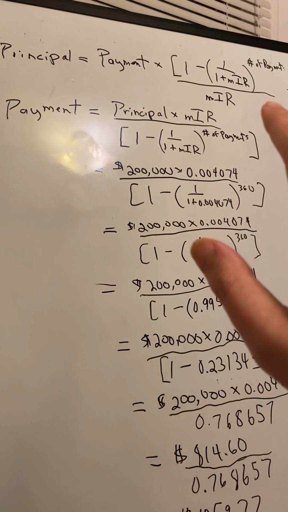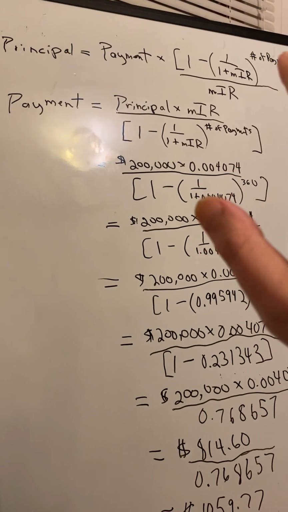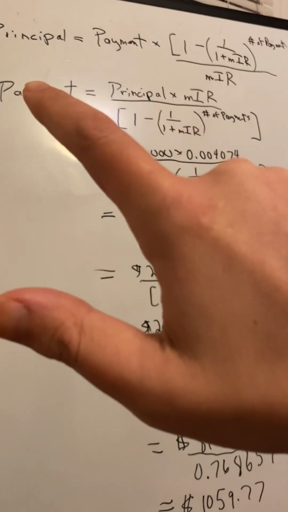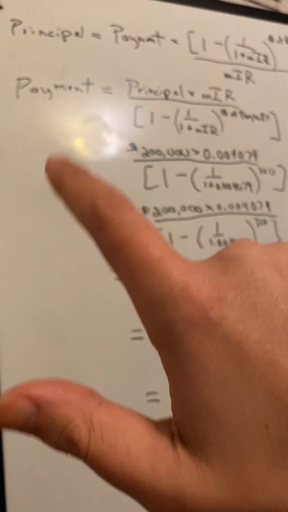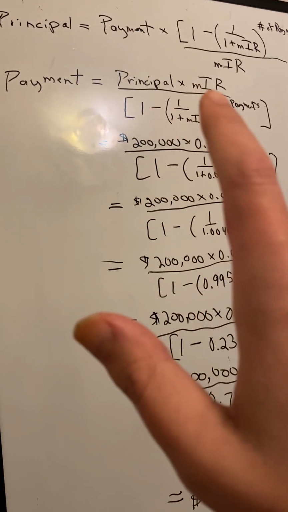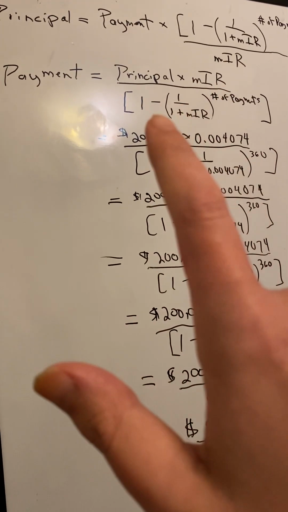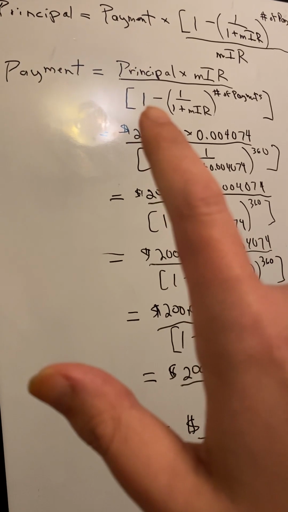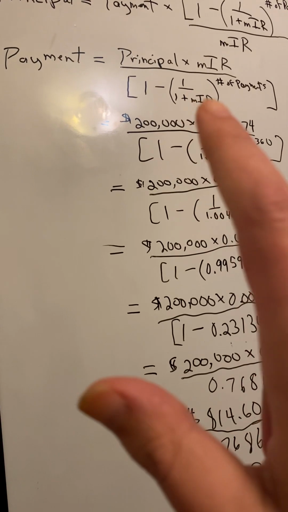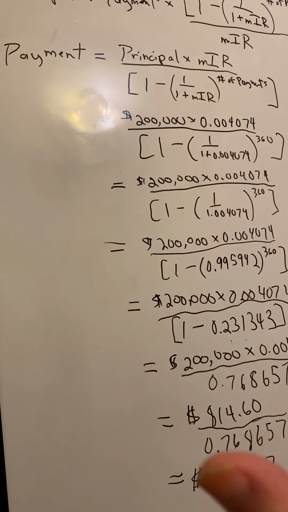I'm not going to go through solving it, but what we did was we divided both sides of the equation by this part, and what we ended up with before was payment equals principal times the monthly interest rate divided by, in brackets, 1 minus, in parentheses, 1 divided by 1 plus the monthly interest rate raised to the number of payments.